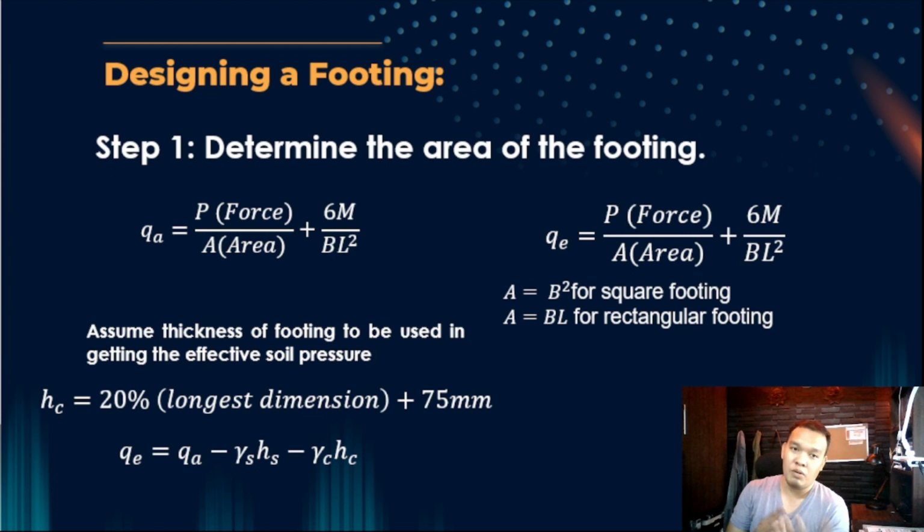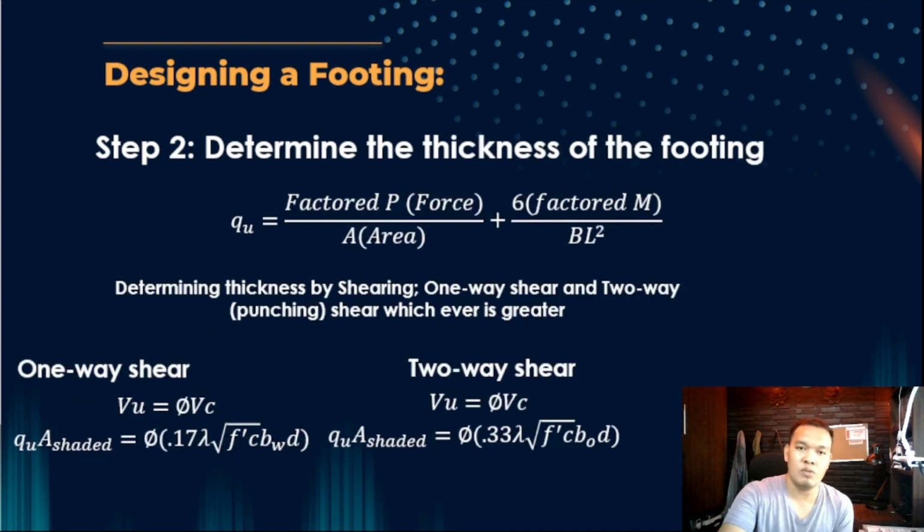Okay. So, para makuha natin ulit yung assumed thickness. Then, QE, para makuha natin yung effective soil pressure. Then, balik ulit tayo dun sa force all over area plus 6M over BL squared. Or, MC over I. Okay? So, makuha natin yan dyan yung dimension ng ating footing. After natin makuha ulit yung dimension ng footing, getting the QE tayo.